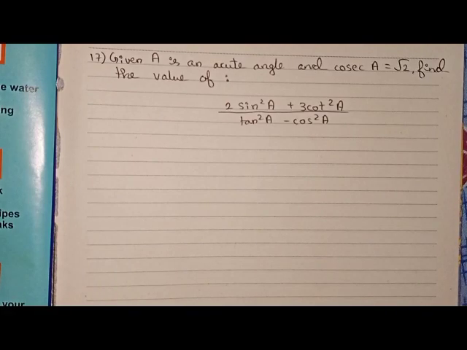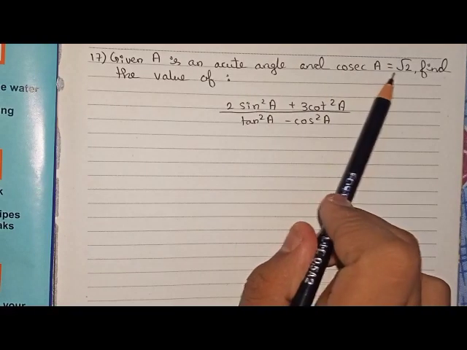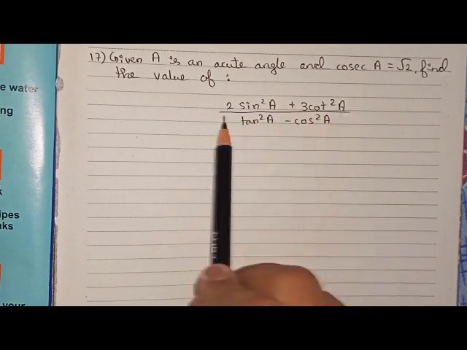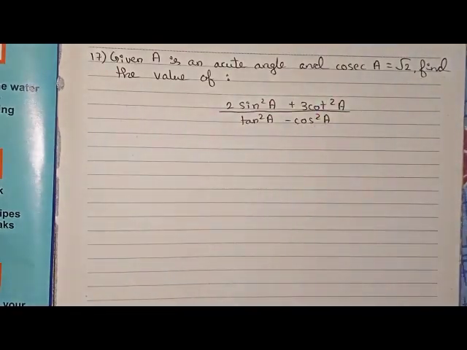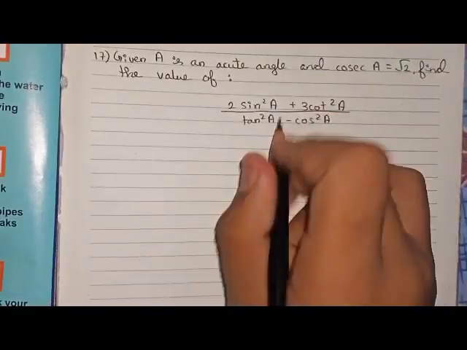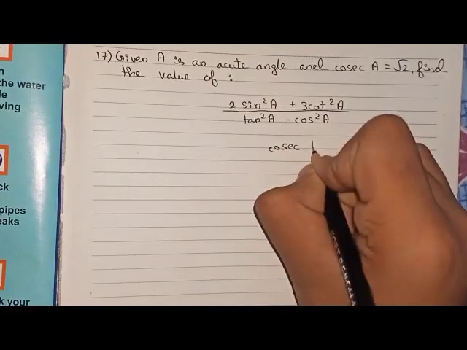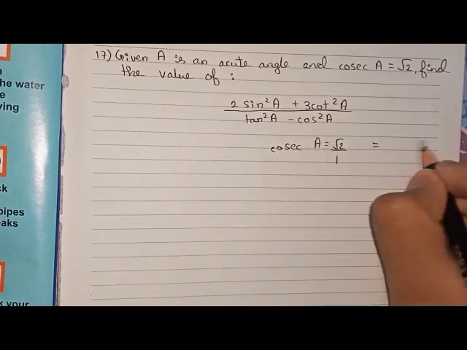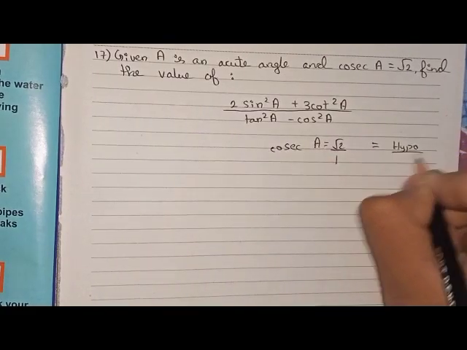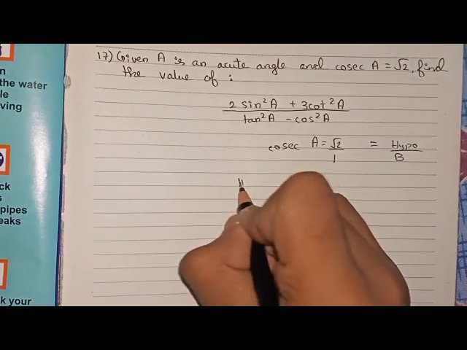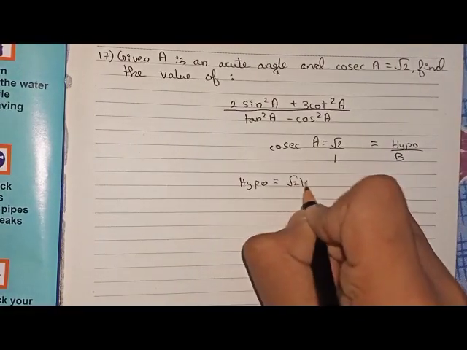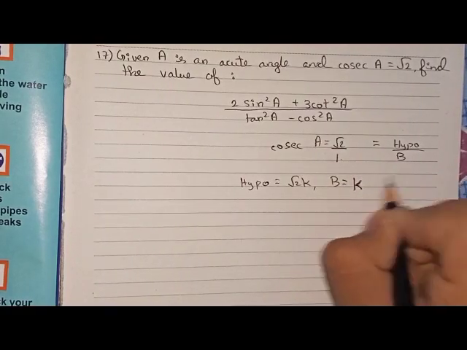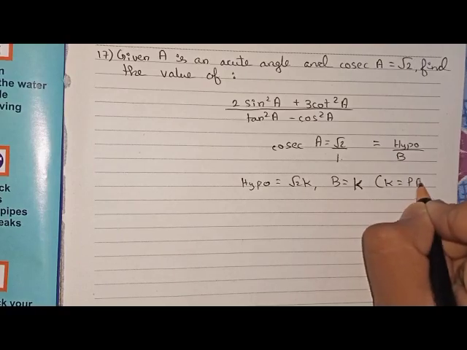Question number 17. Given A is an acute angle and cosec A is equal to root 2. Find the value of 2 sin square A plus 3 cot square A by tan square A minus cos A. So it is given that the value of cosec A is equal to root 2, so we can write it by 1. Cosec means hypotenuse by base. So our hypotenuse is equal to root 2 k, base is equal to only k, because 1 k will become only k, and k is a positive real number.